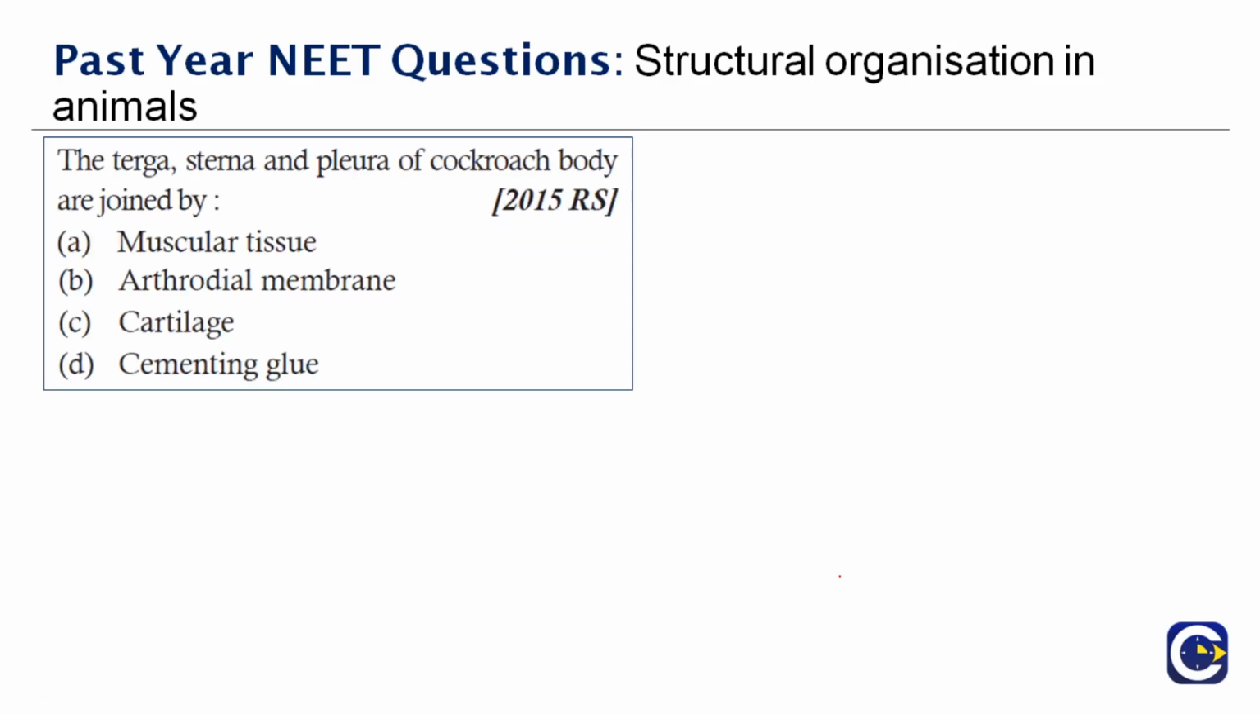Okay, next question here. The terga, sterna and pleura of the cockroach body are joined by dash. So what is a cockroach basically? Maybe if we go to that concept. What is a cockroach? What family, or class, or what is the thing that comes here? It's an insect. Yeah, that's a basic thing that comes to our mind when we talk about cockroach.